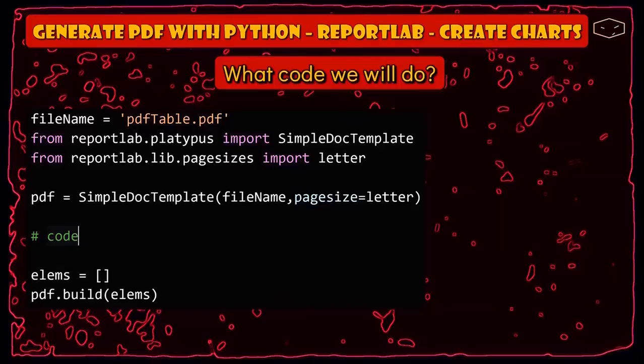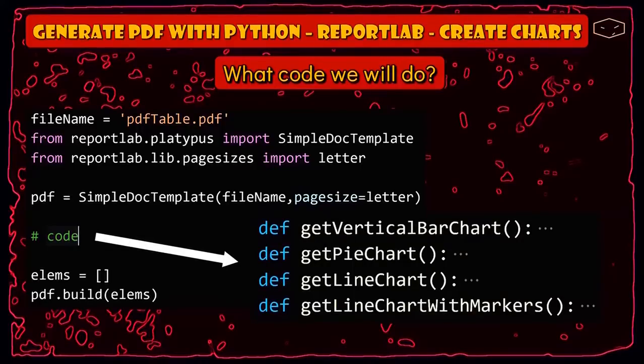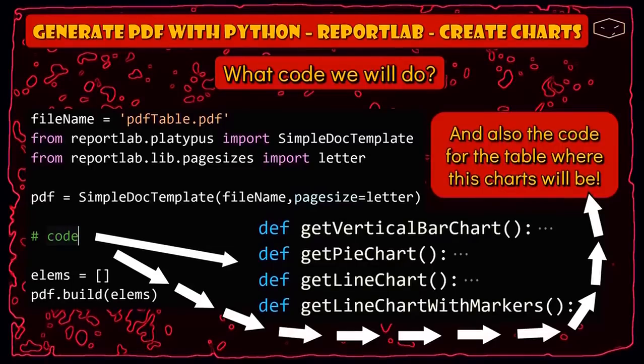What code will we do? We will create 4 functions, one for each chart. One for vertical bar chart, another for the pie chart, another for the line chart, and finally the line chart with markers. Also, we will create the code for the table where these charts will be.